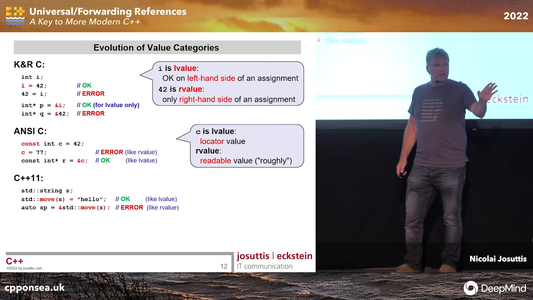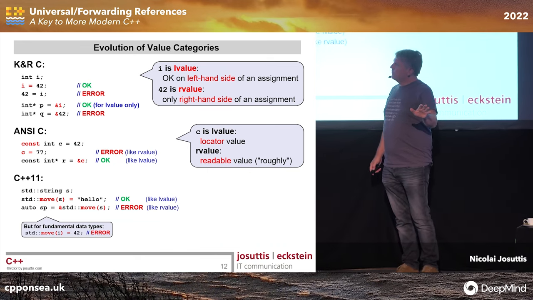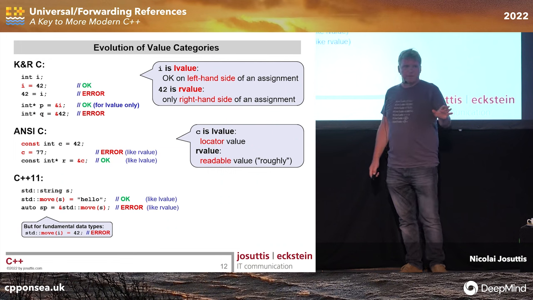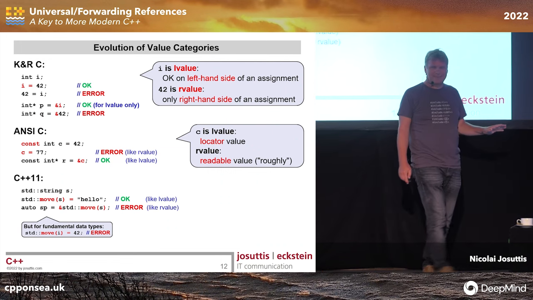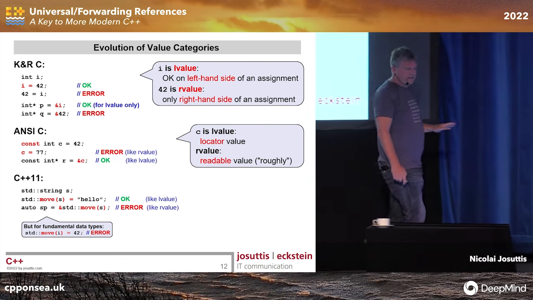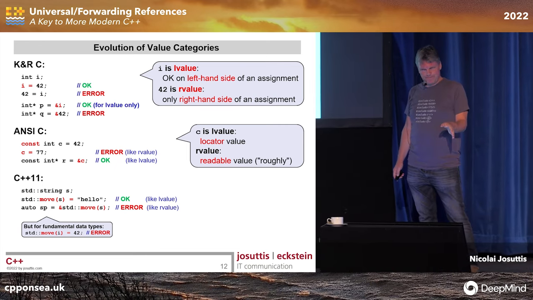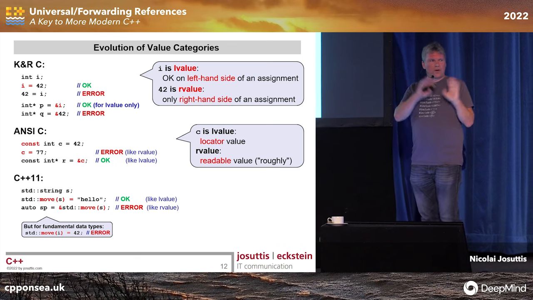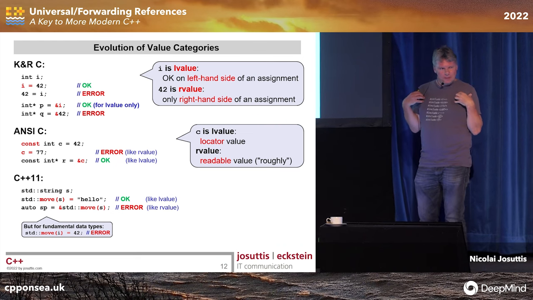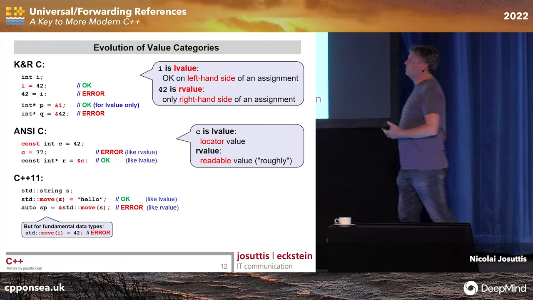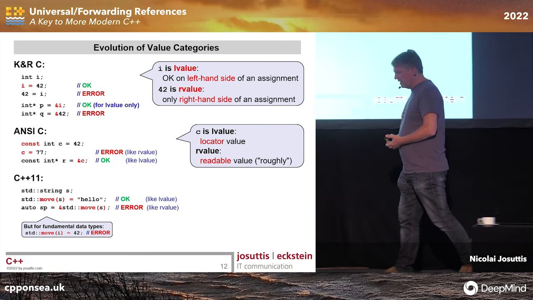Well, the answer is not always true. If the thing you have there is an int, a fundamental data type, both are an error. But that's one of the crazy details we have in this language. I don't explain why. That's something for the core guys. I'm an application programmer. I have to explain now what the consequences of that are.